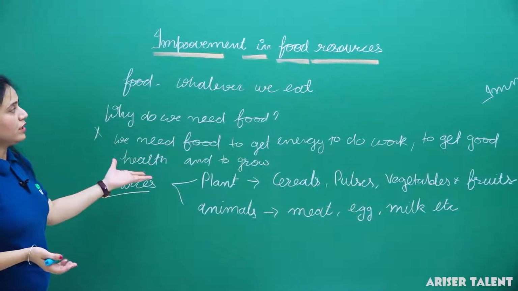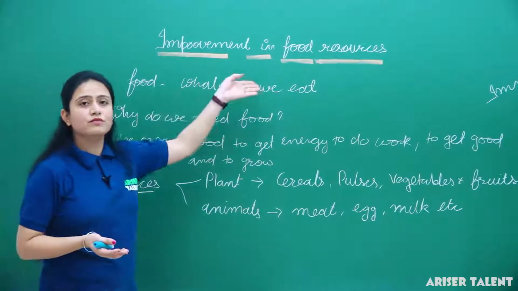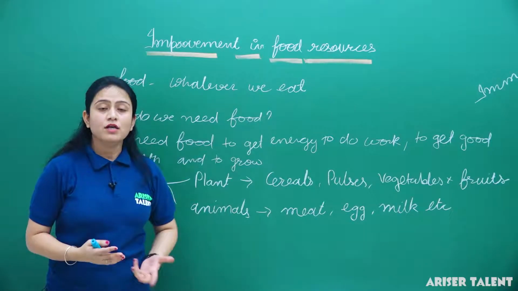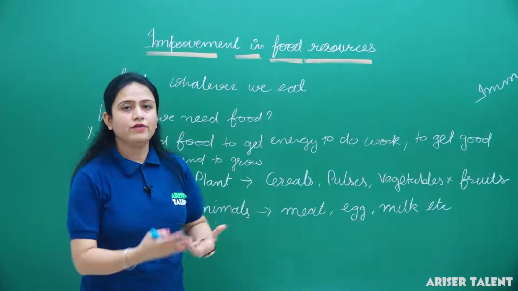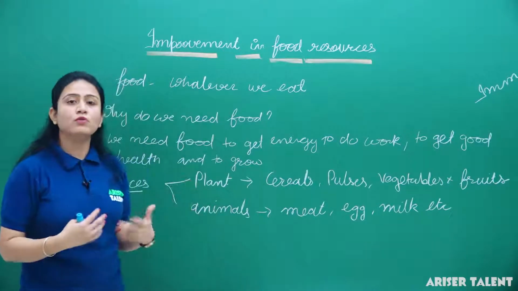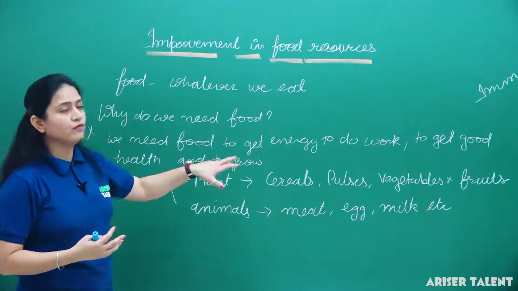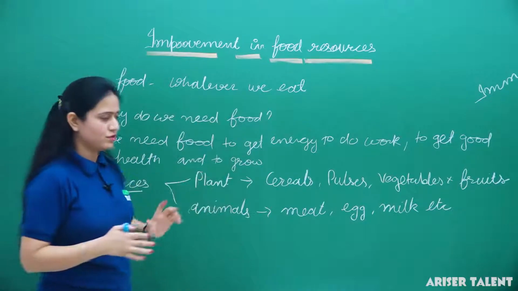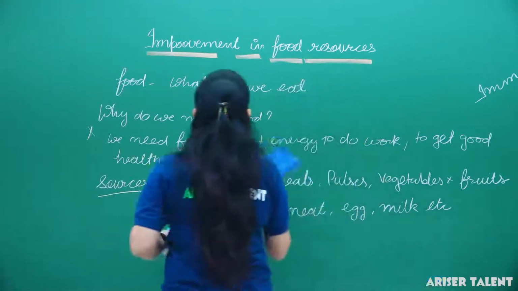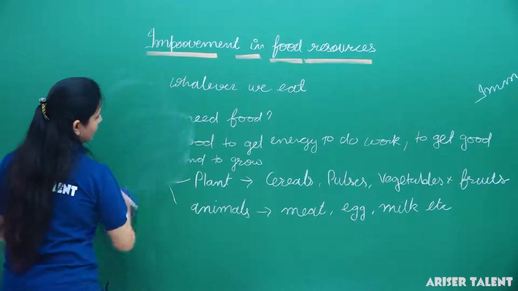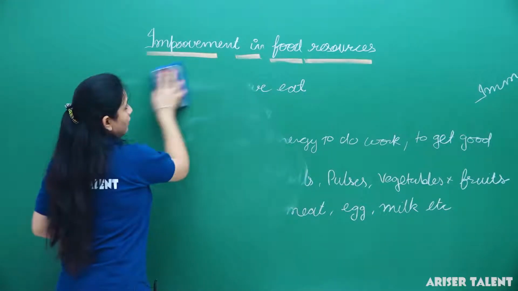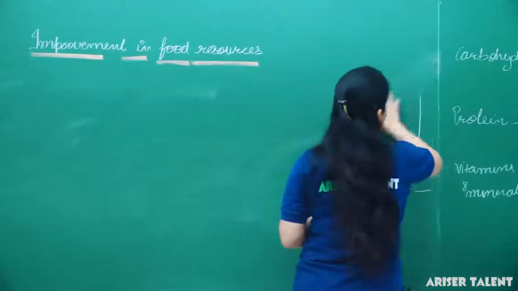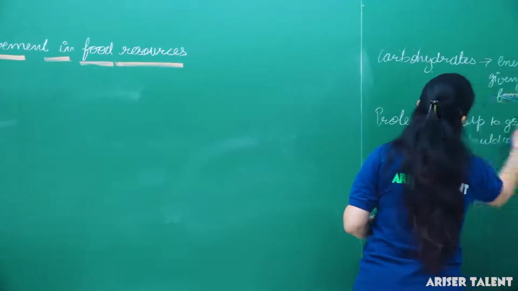Now we will talk about why we need improvement in these food resources. As we know, population is increasing day by day, so we need to feed them. To feed them we need to grow more crops, and to improve that yield we need to improve food resources. Now we will discuss different types of crops. Different types of crops grow in different climatic conditions.